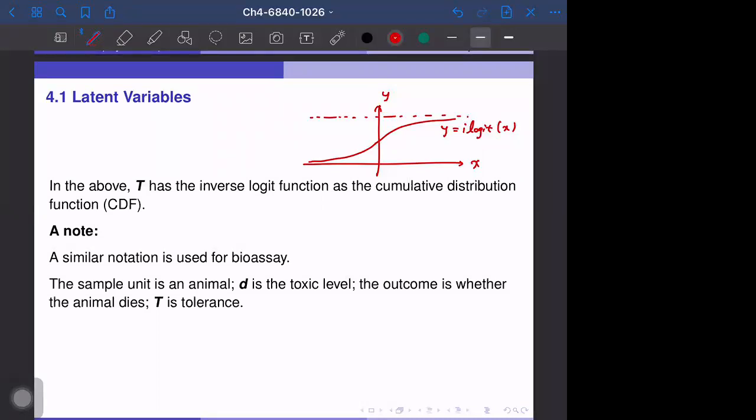The latent variable interpretation is also used for the bioassay. Here, the sample unit is an animal, D is the toxic level, and the outcome is whether the animal dies, and T is tolerance. The tolerance depends on the animal, so this is random. But once we have chosen an animal, if the tolerance of that animal is less than D, then the animal dies, and otherwise it survives. So this is the same situation as the previous example.